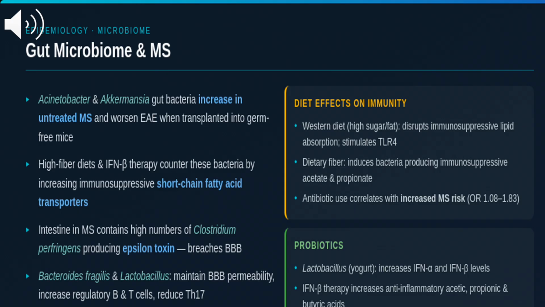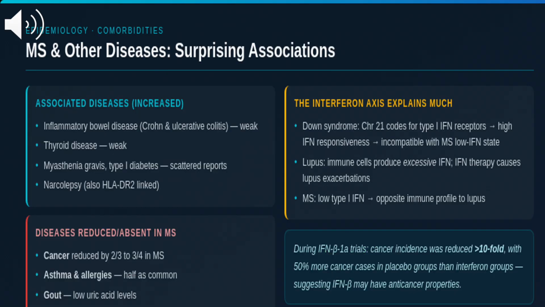Some of the most biologically revealing findings in MS epidemiology come from examining which diseases are unexpectedly rare in MS patients. Cancer is dramatically reduced in MS, by 2/3 to 3/4 compared to healthy controls. This is not simply explained by competing mortality or reduced cancer screening. During clinical trials of subcutaneous IFN beta 1a, the cancer incidence was reduced more than 10-fold in the treatment group, with 50% more cancers in the placebo groups than in the interferon groups.